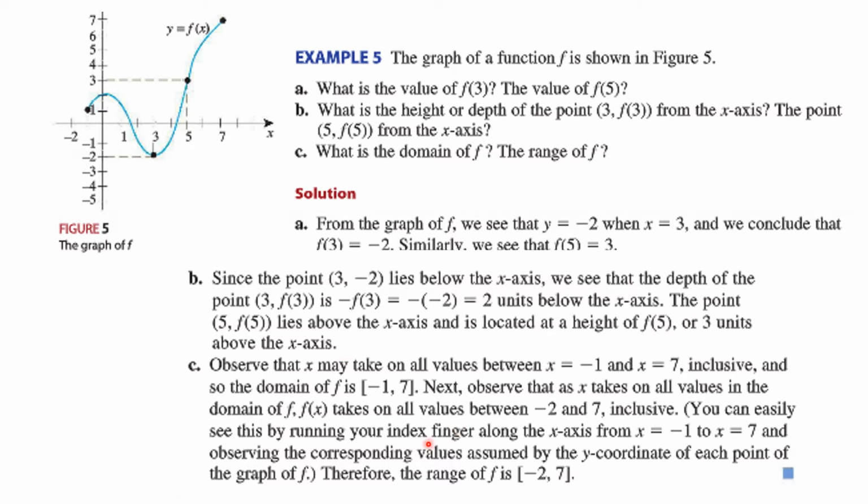When you look at the domain, you can see that the x values that you run from are minus 1 to 7, including the endpoints. The y values range from minus 2, the lowest, to 7, the highest.